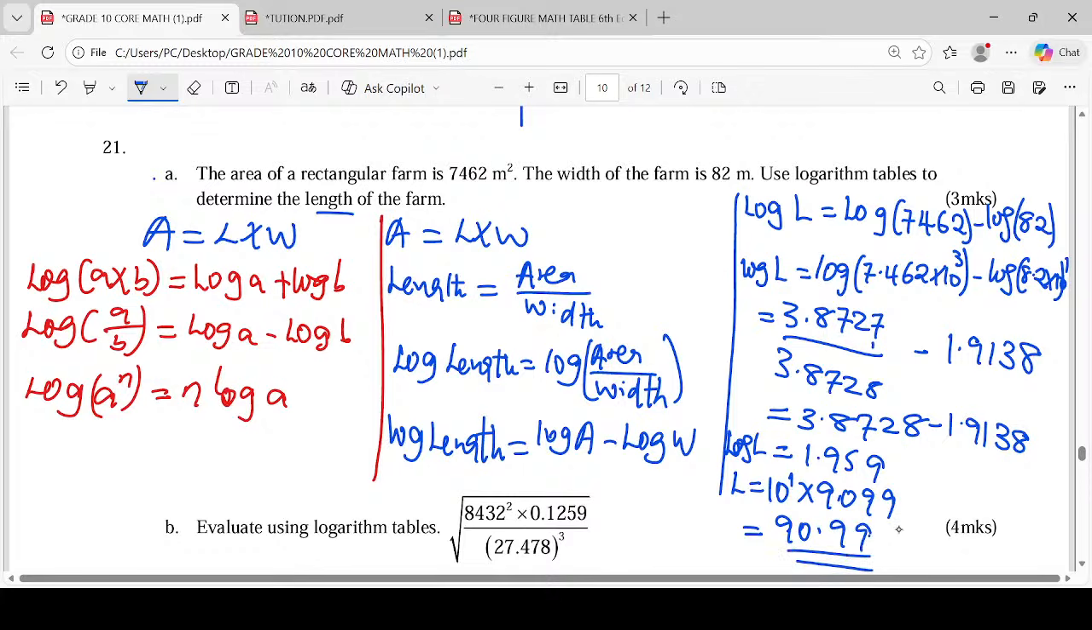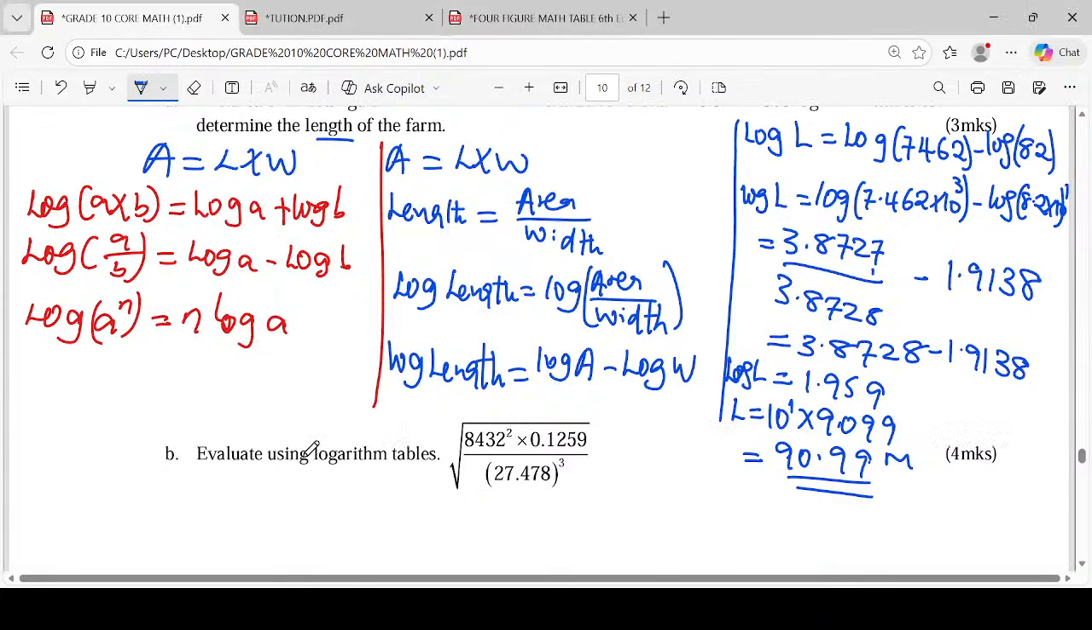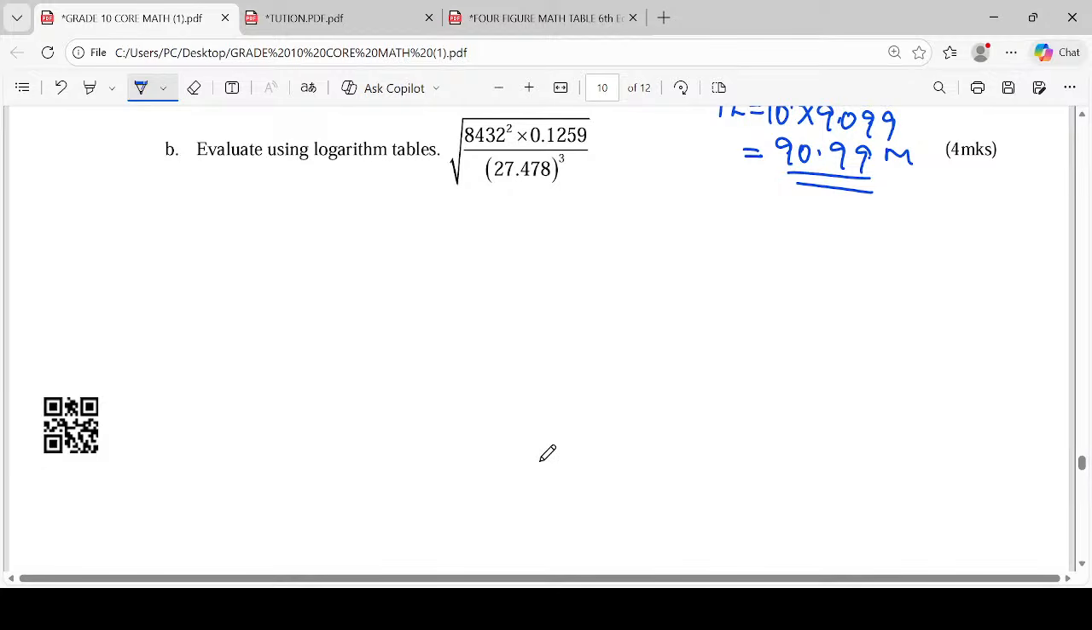This will be 90.99 meters as the answer to that particular question. You can see it was quite a very engaging question, but it's well clarified. Let's look at part B of this question. Part B of this wonderful question.